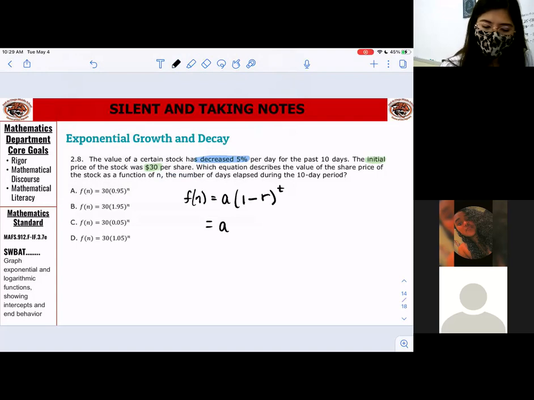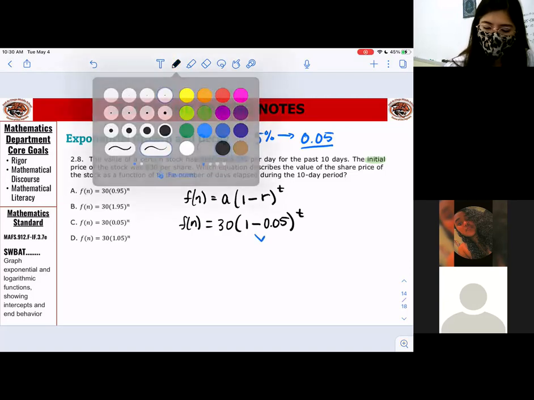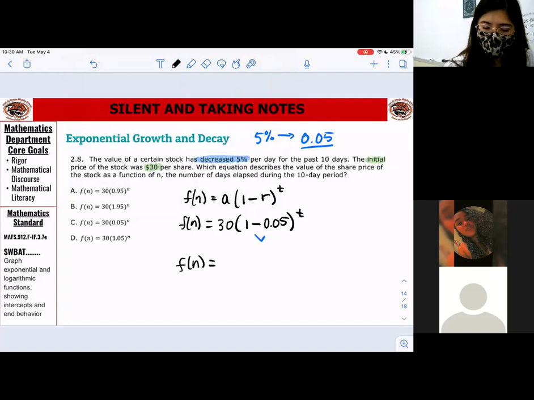So that's a, wait, what's a? A is my initial amount, 30, good. 1 minus what? 0.05. 0.05 comes from 5%. So 5% as a decimal is 0.05. Good. Well, now I just got to do a little bit of math. What's 1 minus 0.05? 0.95.